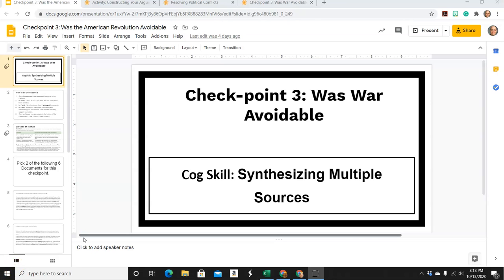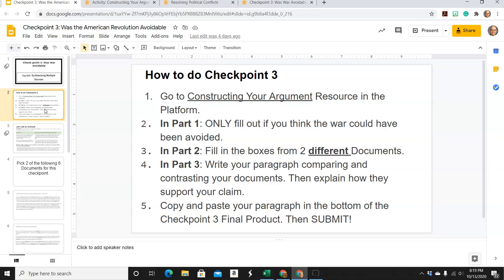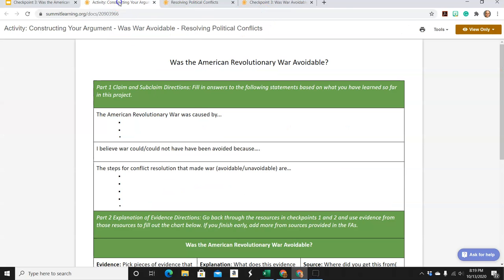We're going to be going over checkpoint 3 today. To do checkpoint 3, the first thing you have to do is go to the resource called Constructing Your Argument. It's going to be under your checkpoint 3 resources. You're looking at this graphic organizer, and the first thing you're going to do is go to the middle box that says, I believe war could or could not have been avoided because.